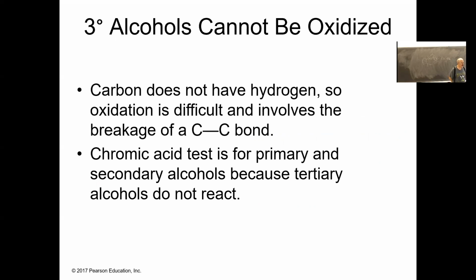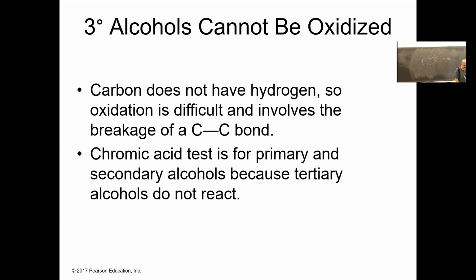Okay, tertiary alcohols cannot be oxidized except under really extreme conditions. And this is because the carbon does not have a hydrogen attached to it. And so oxidation would have to involve breaking a C-C bond.